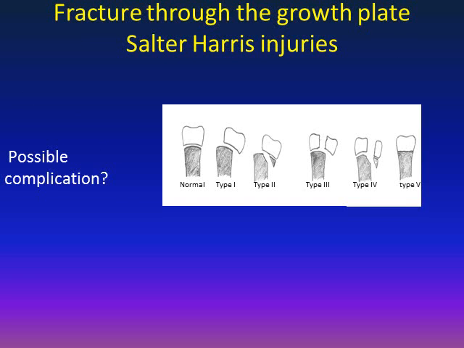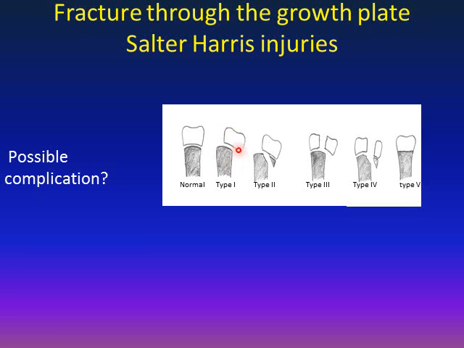Now we're going to discuss a very important type of fracture that happens in children. It's called Salter-Harris injuries. Salter-Harris injuries means that the fracture had gone through the growth plate. We all know that the growth plate, or what's called the physis, is the area in which we grow. It is responsible for the longitudinal growth of the bone. And this is obviously a weak point in the children's skeleton.